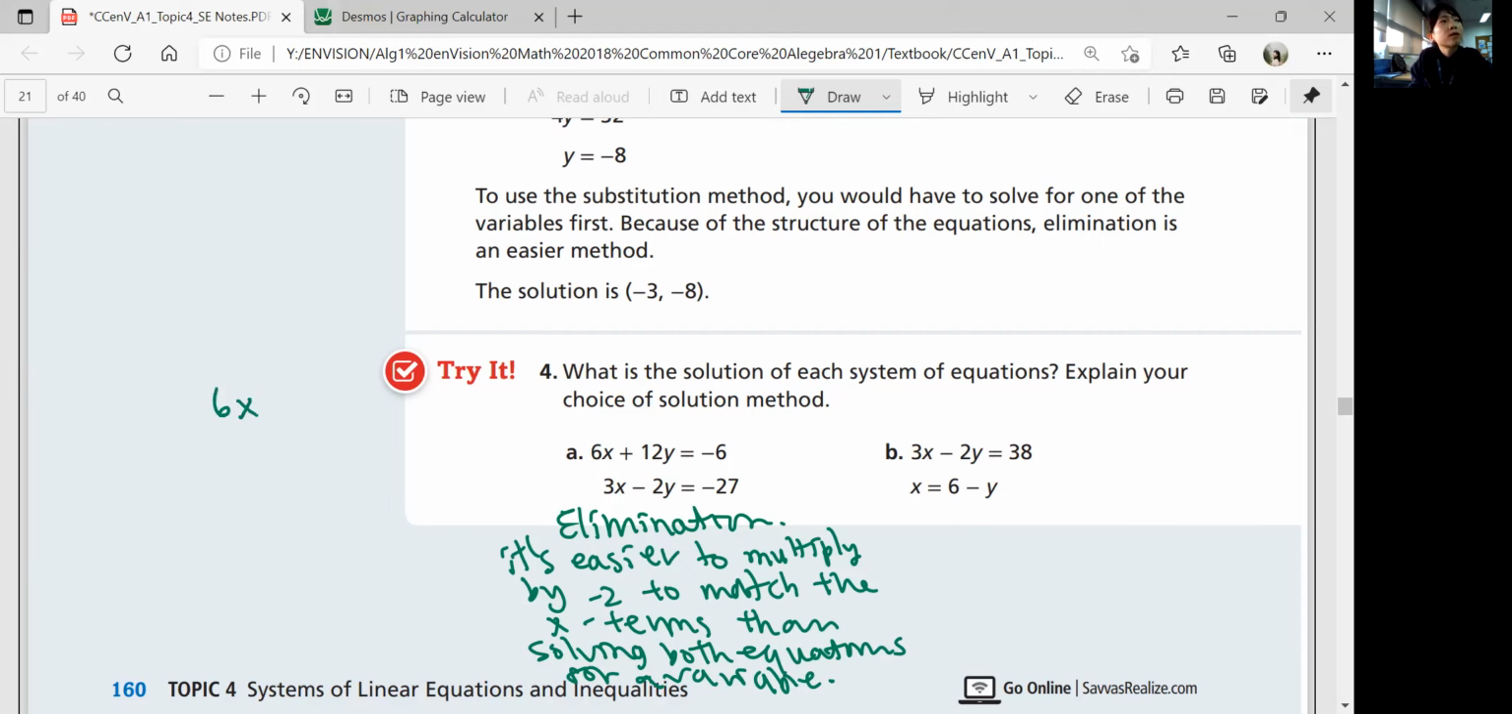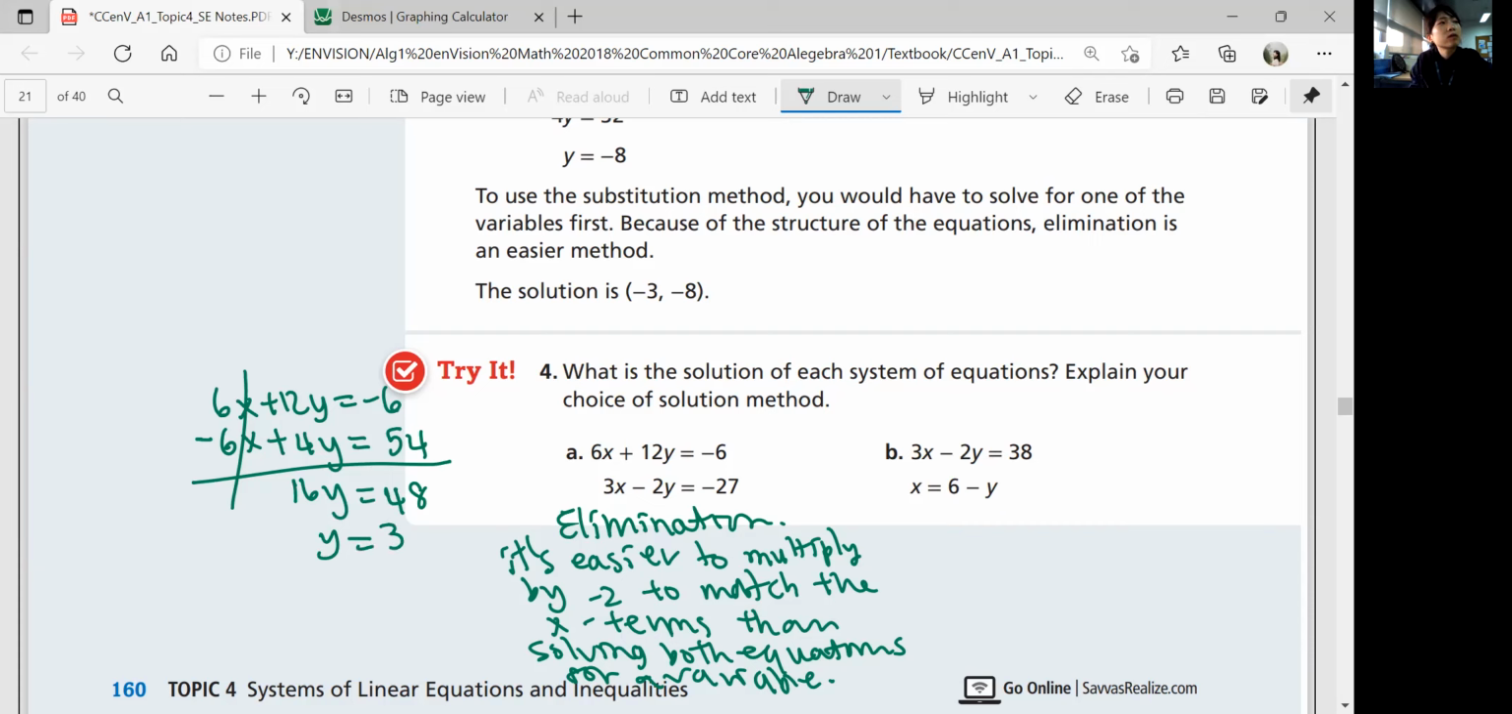Okay, so let's solve it. We have the first equation, 6x plus 12y equals -6. And we're going to multiply the second equation by -2, and we get -6x positive 4y is equal to positive 54. Okay, and then we eliminate x. 12 plus 4 is 16y. 54 minus 6 is 48. And so y is equal to 3.